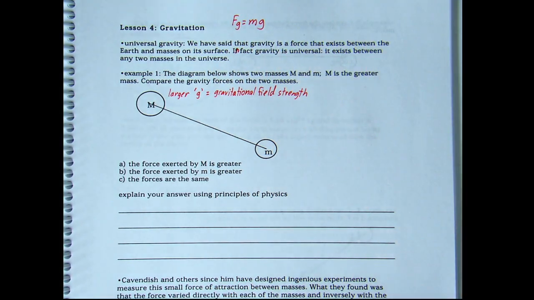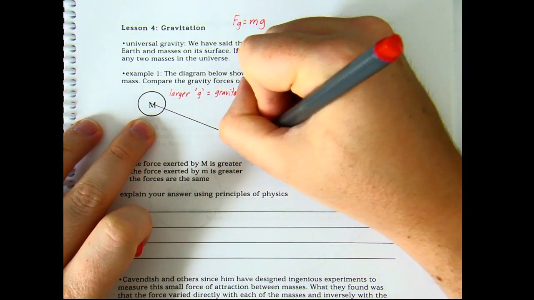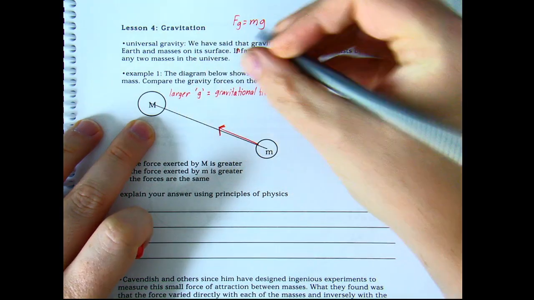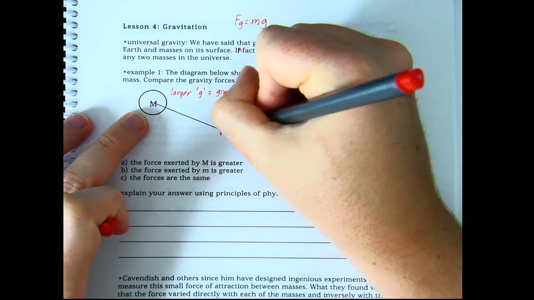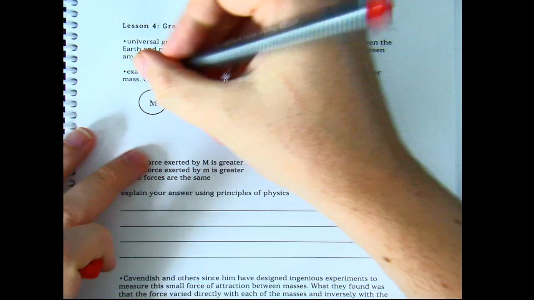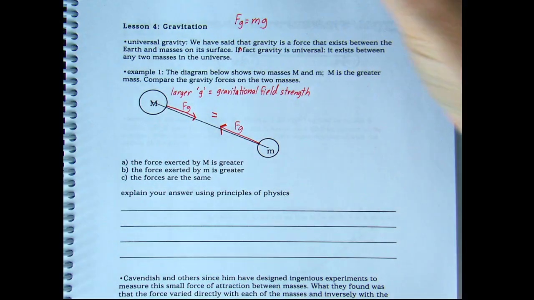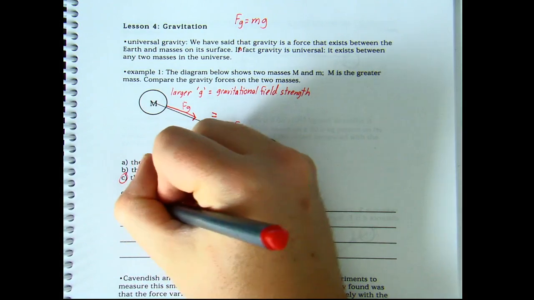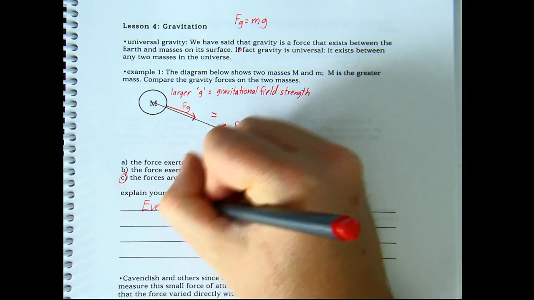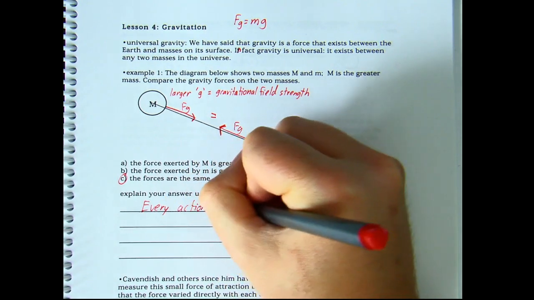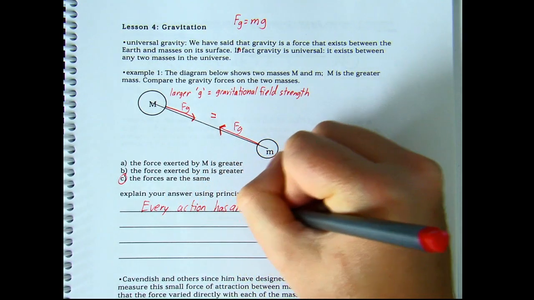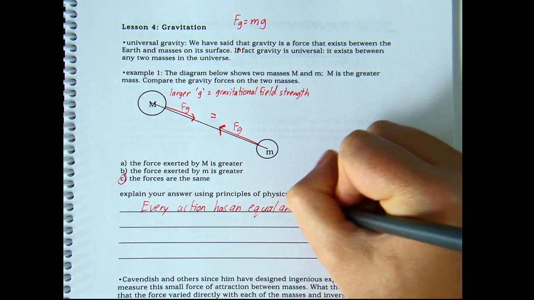But we've also said that due to Newton's laws, every action has an equal and opposite reaction. So this guy is going to have a gravitational force backwards, this guy's going to be pulling this guy in. There's an Fg here, but if he's pulling this way with Fg, this guy's going to have to be pulling this way with Fg, and these two are going to have to be equal. The forces exerted have to be the same because every action, even at a distance, has an equal and opposite reaction.